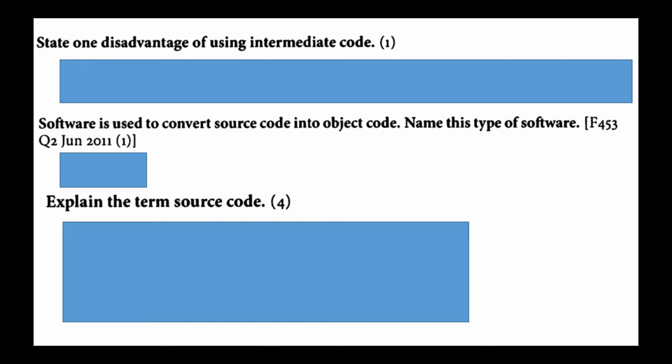So now these are the questions. State 1 disadvantage of using intermediate code. Software is used to convert source code into object code. Name this type of software. Explain the term source code.